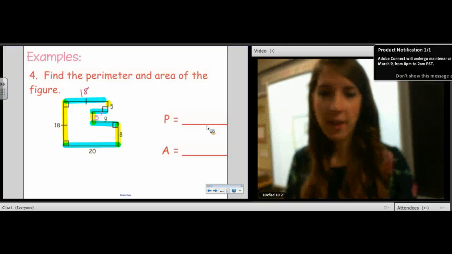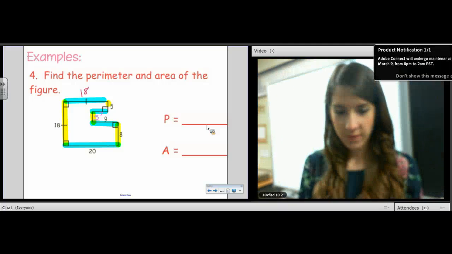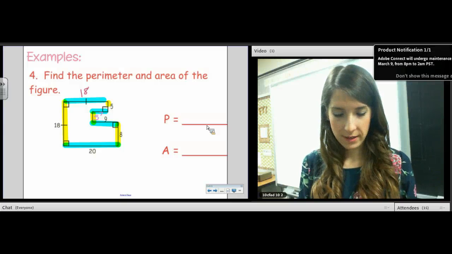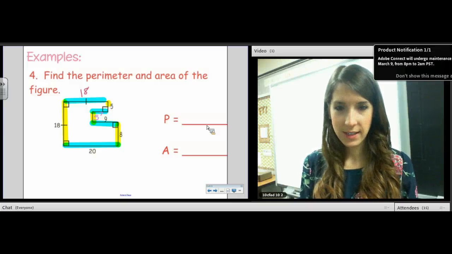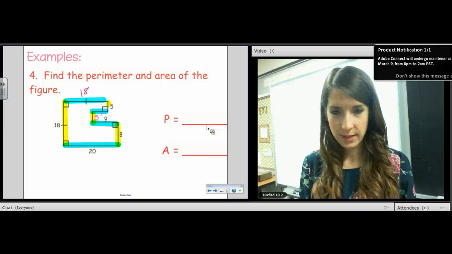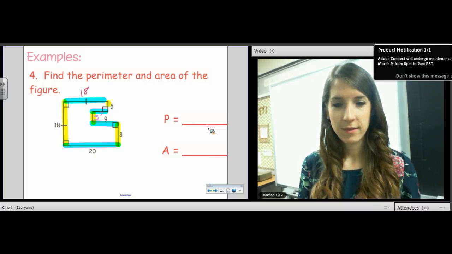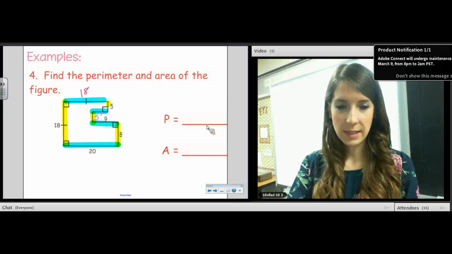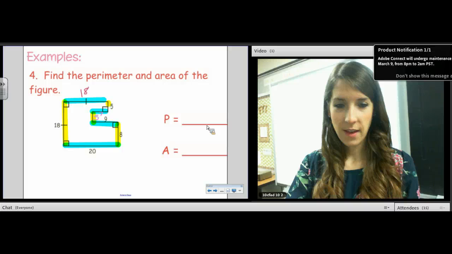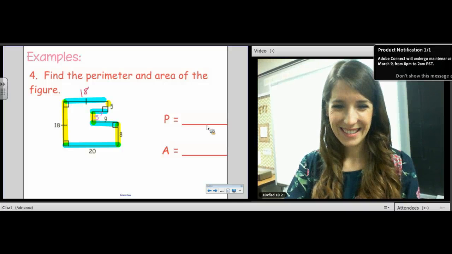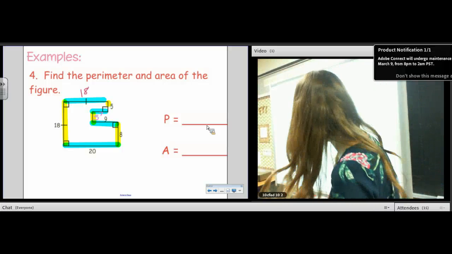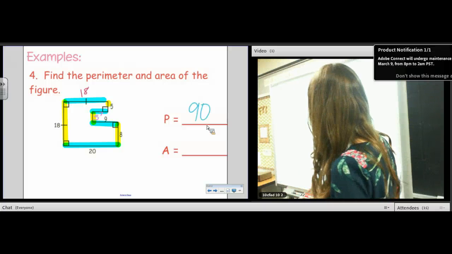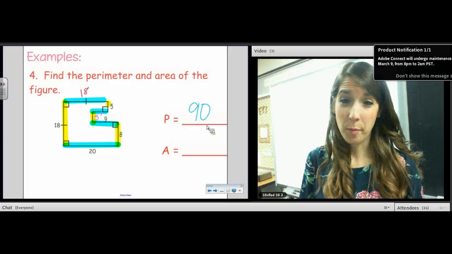And then you get your calculator out and you start adding. 18 times 2 plus 5 plus 7 plus 5 plus 9 plus 8 plus 20. Cool? Did y'all get the same thing as me? I haven't said what I got yet. 90. And there's no units.